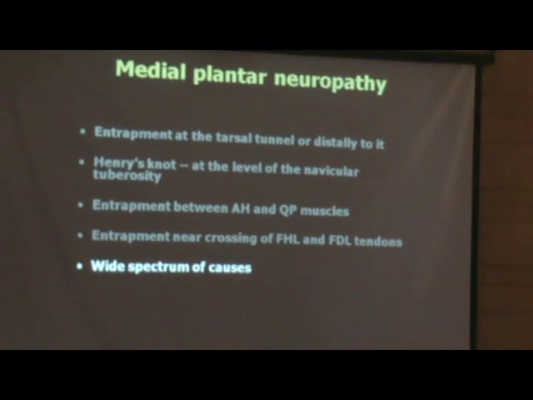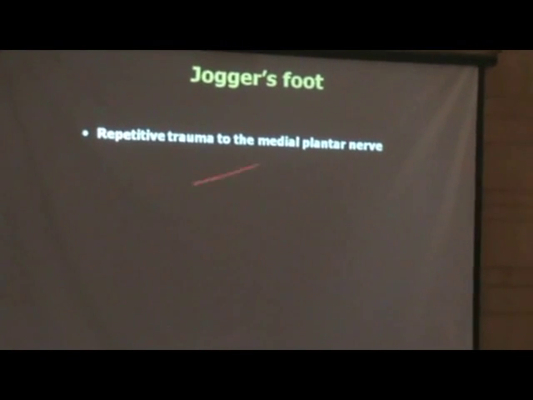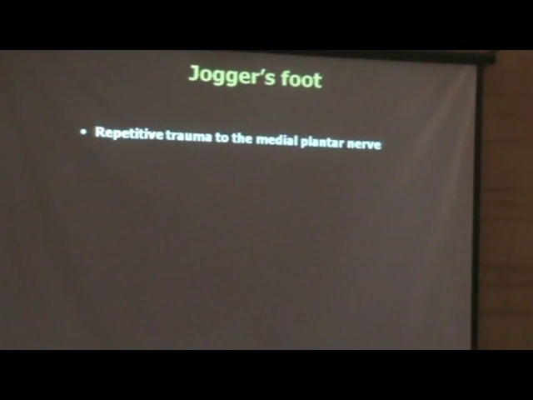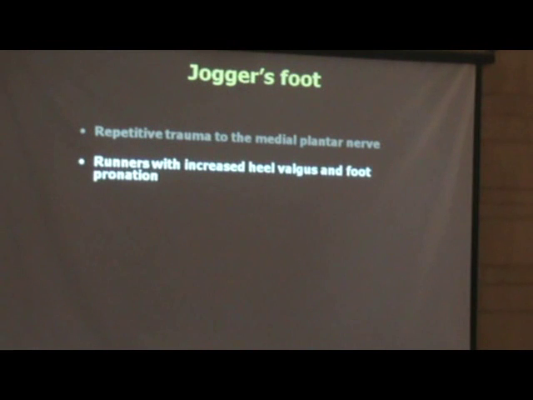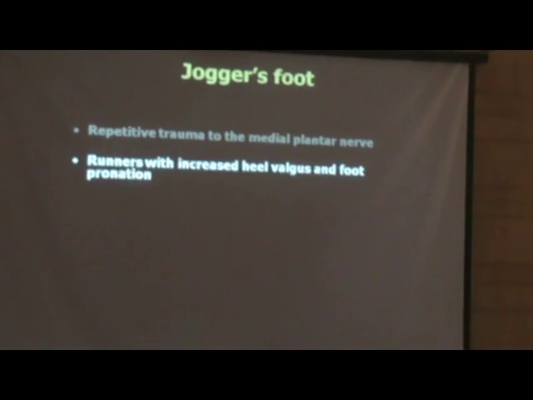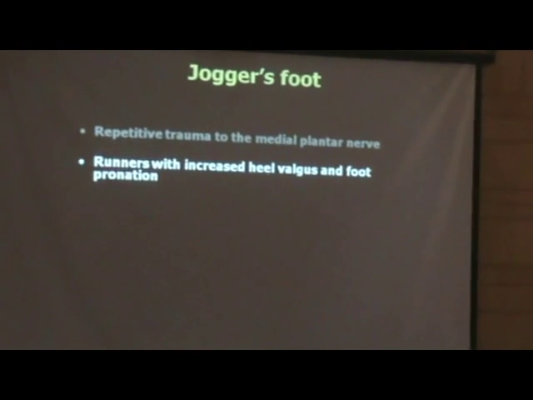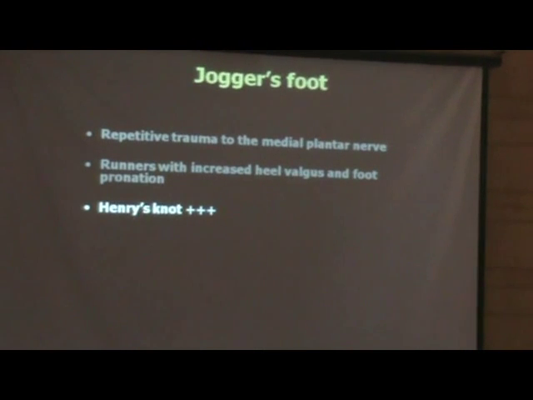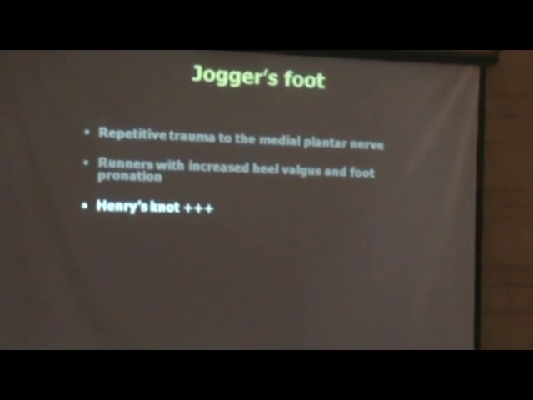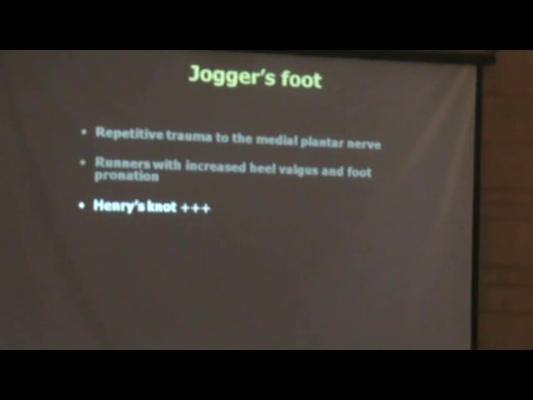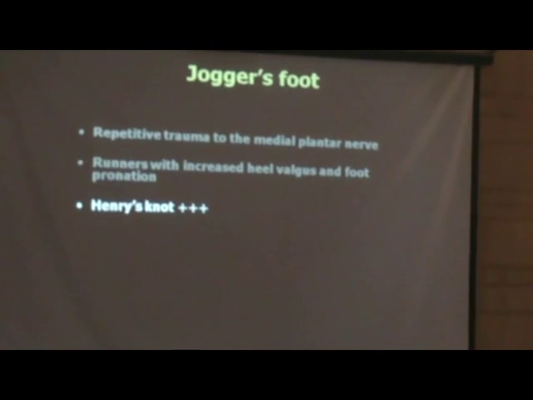And of course we may have a wide spectrum of causes. One of those is jogger's foot. This is due to repetitive trauma to the medial plantar nerve, and is often seen in runners. That's why we have this name for the pathology. So it's often seen in runners with increased heel valgus and foot pronation. So remember the Henry's knot. This is a typical site for entrapment of the medial plantar nerve in jogger's foot.